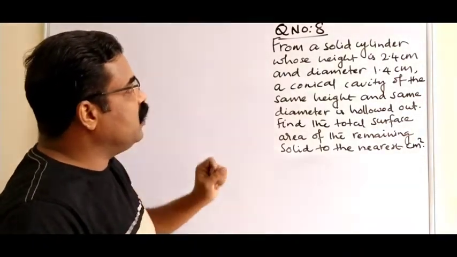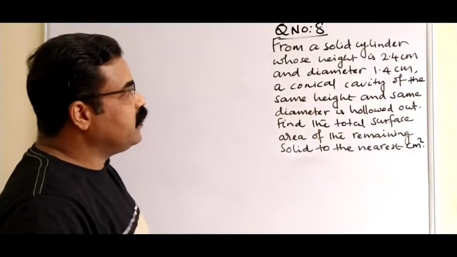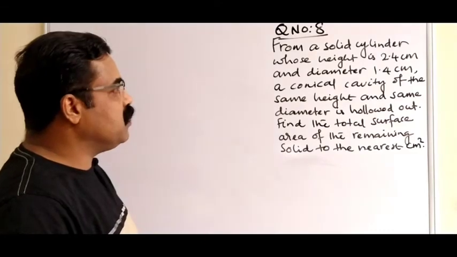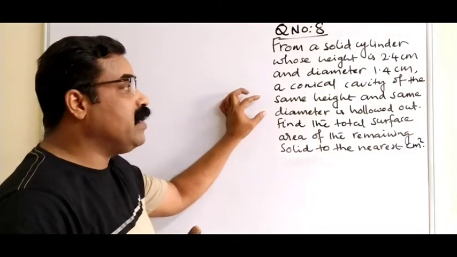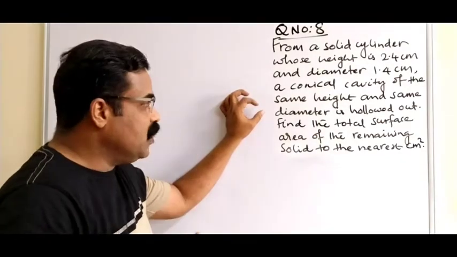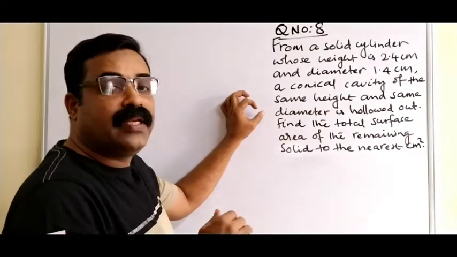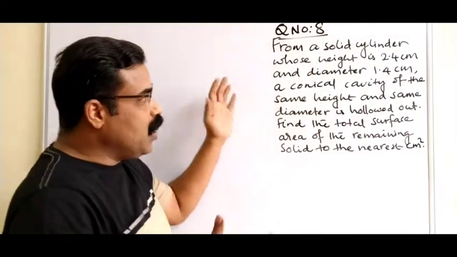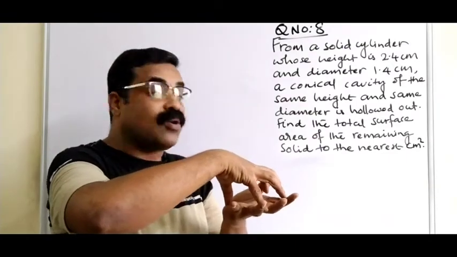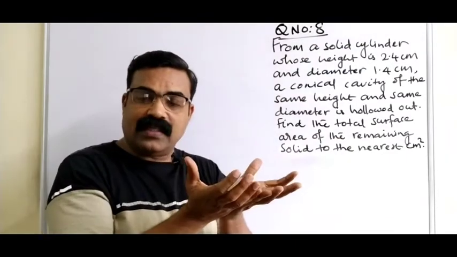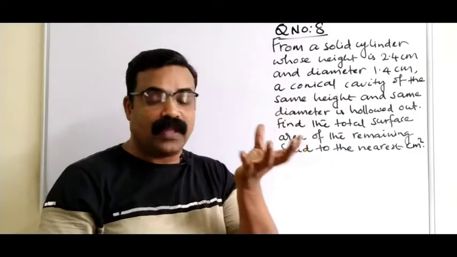From a solid cylinder whose height is 2.4 centimeter and diameter is 1.4 centimeter, a conical cavity of the same height and same diameter is hollowed out. Find the total surface area of the remaining solid to the nearest centimeter square. So you have a cylinder. From the cylinder, you are taking a cone out. Whatever is left, you have to find the total surface area of the remaining part.